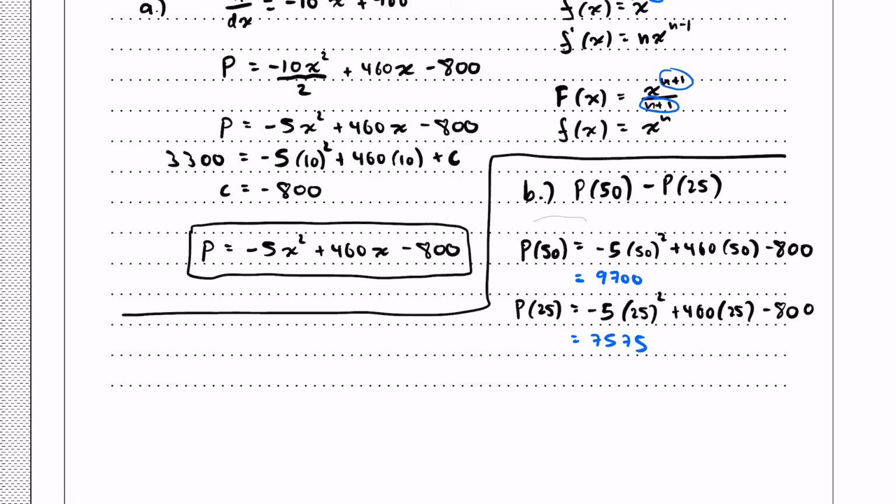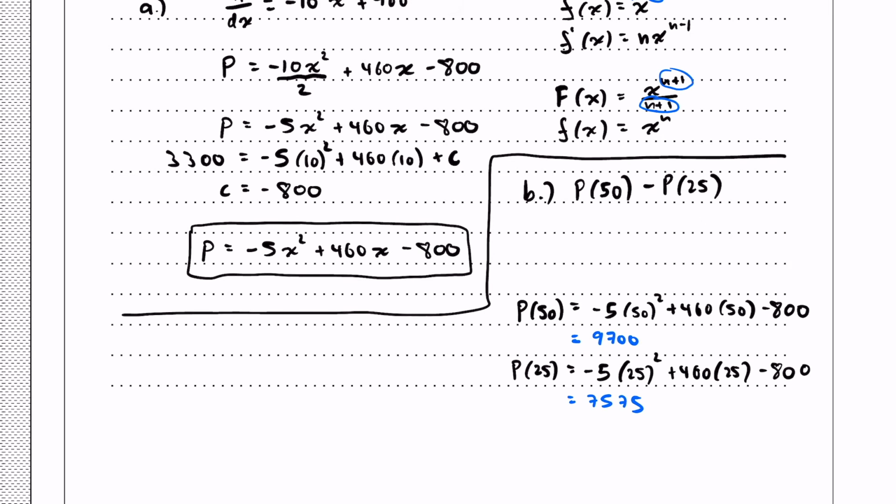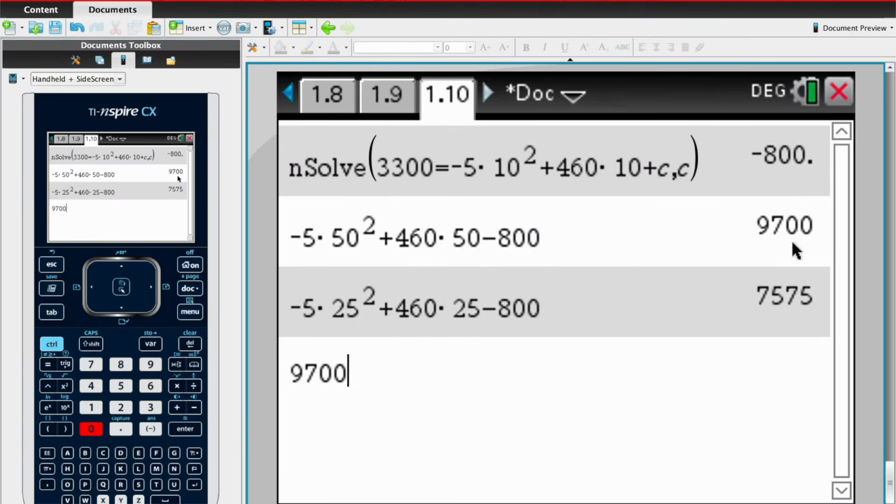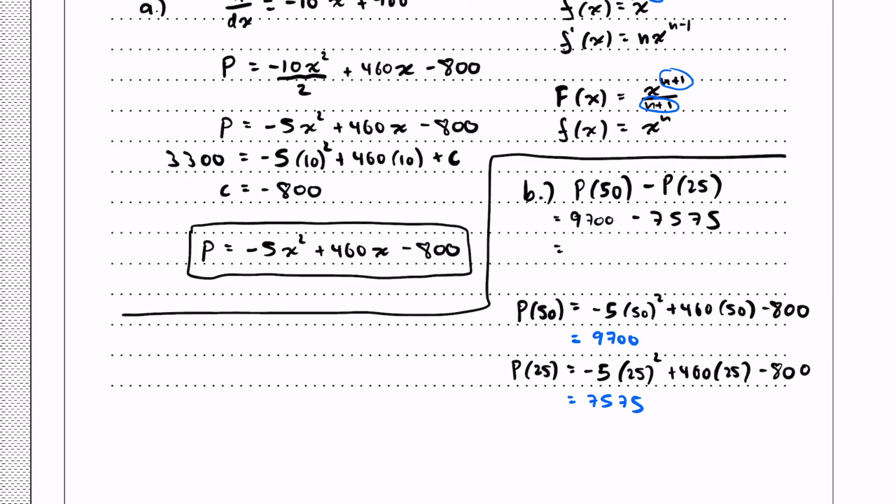So, if we want to go back to this original question and ask about P50 minus P25, or change in profit, that would be 9,700 minus 7,575. And in this case, the answer is 2,125 Mauritian rupees. Okay. And that would be the change in profit from 25 to 50 kilograms of curry powder.